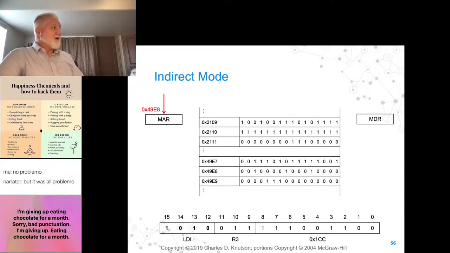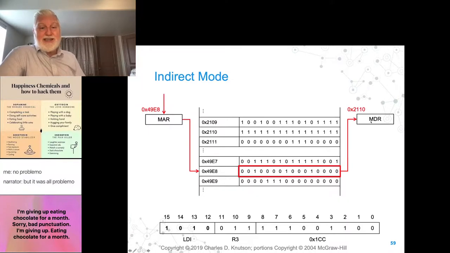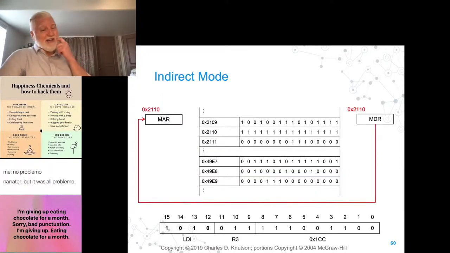I take that value. I put it in the MAR. Well, where's that? Over here. That's this guy right here. So I'm like, okay, take that. That's the value. I put that into the MDR. But it's an indirect operation. So the control unit goes, oh, we're not done here. We are not done here. It's like, I'm not going to give that back to you.